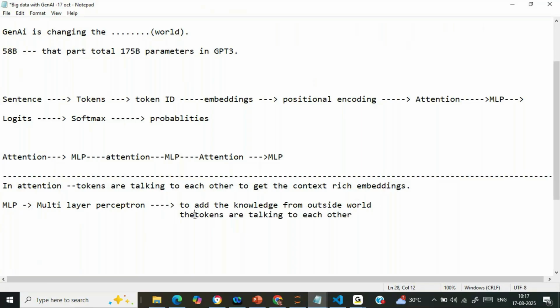The tokens are not talking to each other. And this is a very important thing. The tokens are not talking to each other in MLP. Okay.